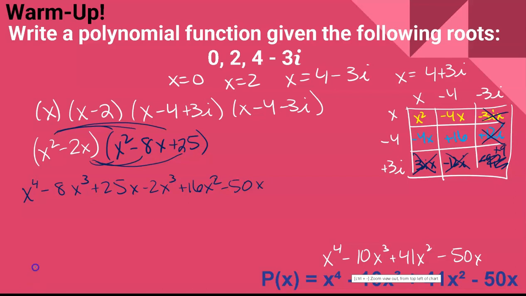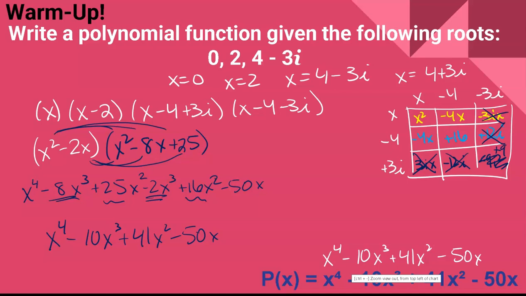Combine like terms. X to the 4 stays. Negative 8 minus 2, that's where our negative 10 comes from, for my x to the power of 3. Oh, that should be a squared. There we go. 25 plus 16, that's where our 41 comes from. And then we have minus 50x. Okay, so that's working backward. That's if we give you the roots and we're asking you for the polynomial it came from.